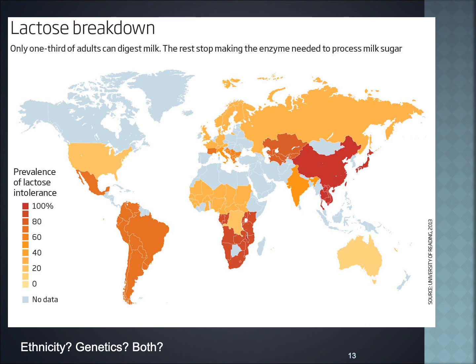Is it a matter of ethnicity? Is it a matter of genetics? Is it a matter of both? Is it environmental? We want to be thinking about what those connections are and what kind of distribution patterns we have on the landscape as we map a disease.